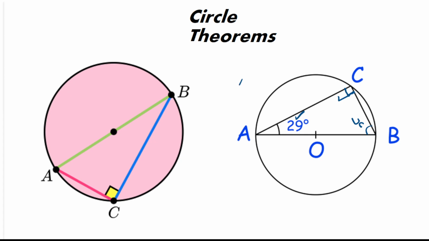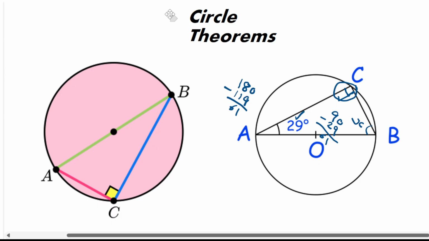So it's just 180 minus the sum of these two. 90 plus 29 is 119, and that gives you 61, I think. Now this is a correct way of doing it, but since this is 90, an easier way to find x is just 90 minus 29. That also gives you 61. We finished with the first theorem. That's it. This is how the question will look.